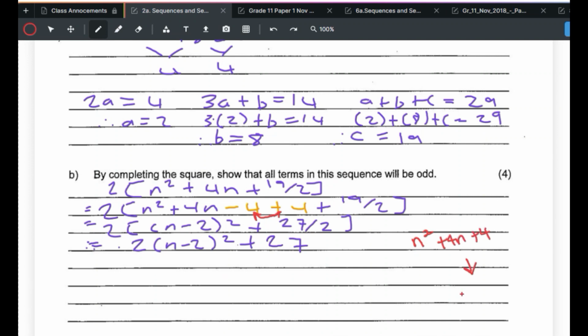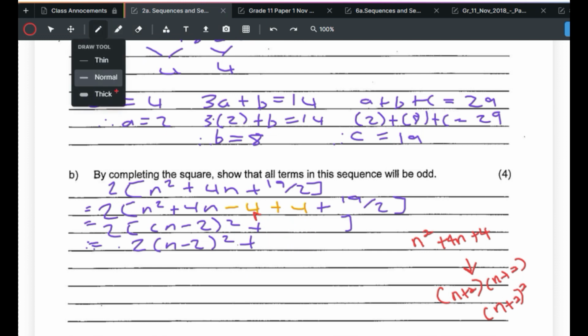Now, this one here would have given you n plus 2 and n plus 2, which is n plus 2 squared. Do you understand? That's the problem with this question here. So this one here should have been negative 4. So it should have been 19 over 2 minus 4. What does that give you? Okay, it's 11 over 2. There you go.